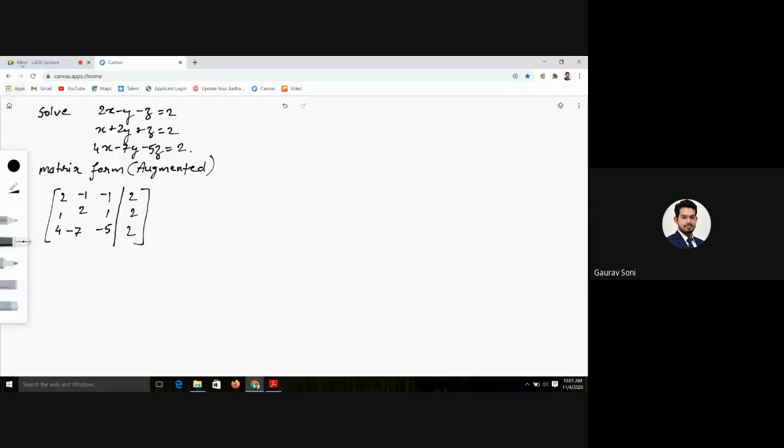Now bring 1, R12. So the new augmented matrix that I will get is 1 2 1 2, 2 minus 1 minus 1 2, then 4 minus 7 minus 5 2. Then R2 minus 2 times R1, R3 minus 4 times R1.